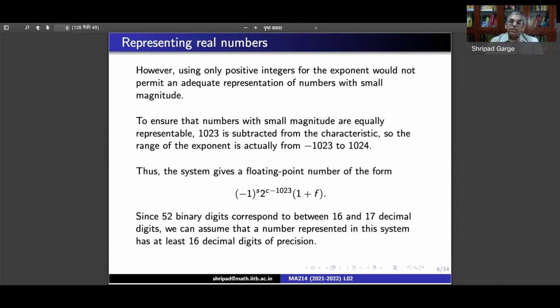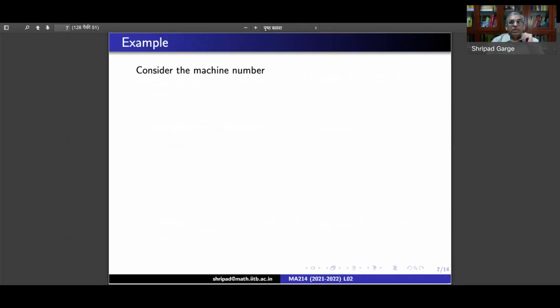And so 52 bits give us a very big room to maneuver. We can write down lots of numbers. If you're looking at decimal expansion, there are about 16 to 17 digits of decimal expansion. So we can expect that the numbers we write down will have precision of 16 to 17 decimal places. That's how nice this is. Okay, so we will see some example now.